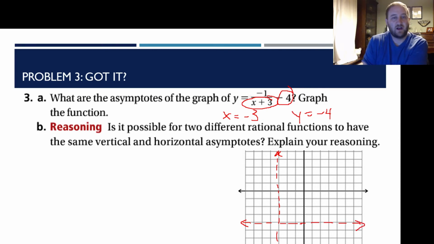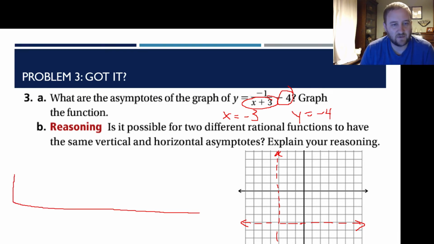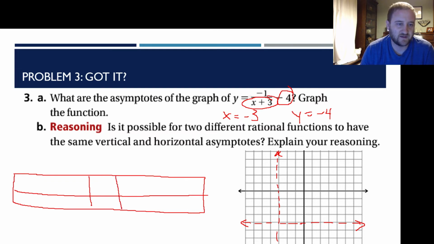And now to graph it, we set up a table of values. We can just start with, let's say, 0. 1 over 0 plus 3 is 1/3. Minus 4 is negative 3 2/3, right? So 0, negative 3 2/3 is going to be like right there, I guess.